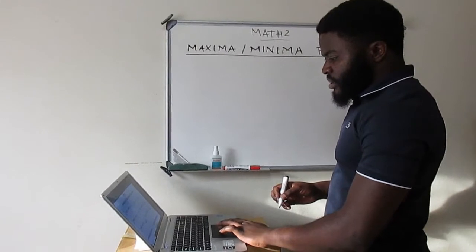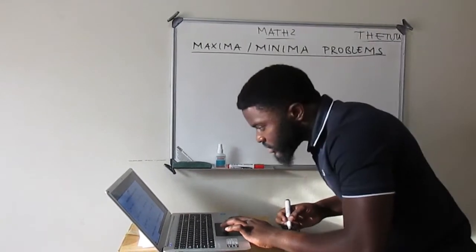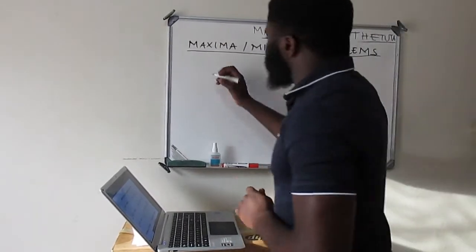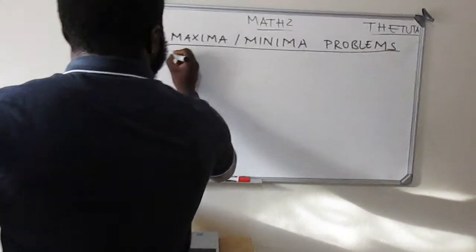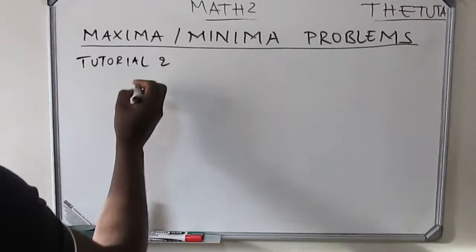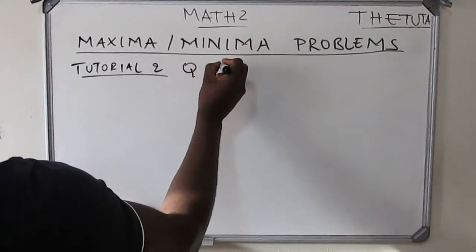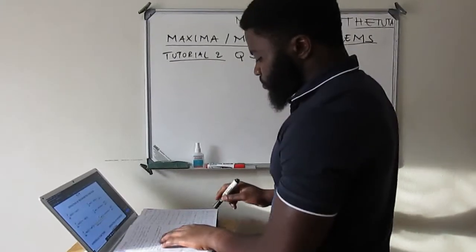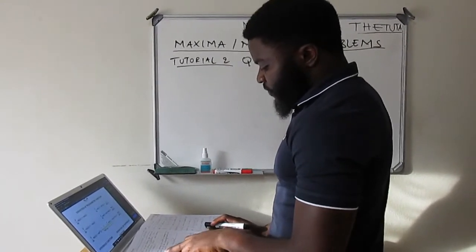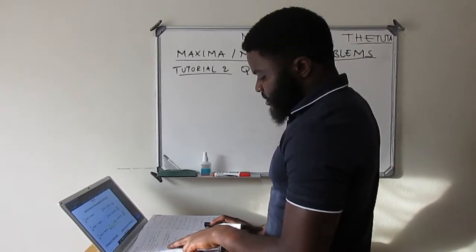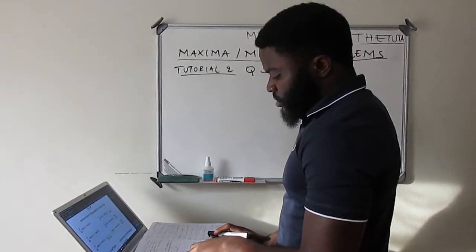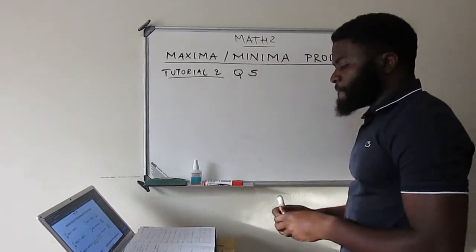We can take an example in your tutorials. Let's look quickly at an example in a tutorial. Tutorial 2, question 5, okay. A cylindrical beverage can, with a volume of 340 milliliters, has to be manufactured with minimum costs. Then find the radius, okay.